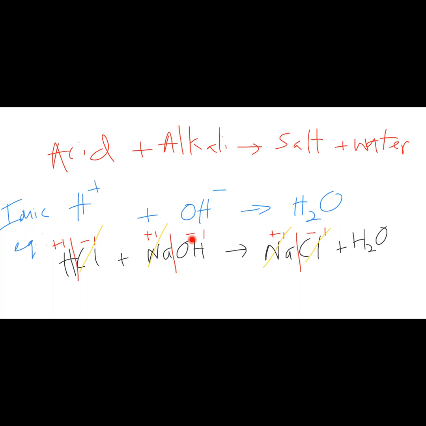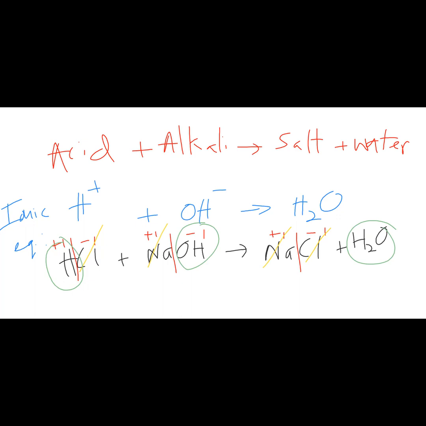And this is the OH minus ion, okay? And this is water, right? That's the remaining stuff. We get hydrogen ions and OH minus ions to make water, right? That was the ionic equation for any acid, children.